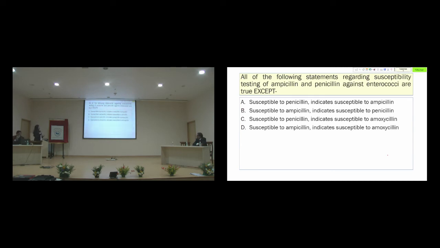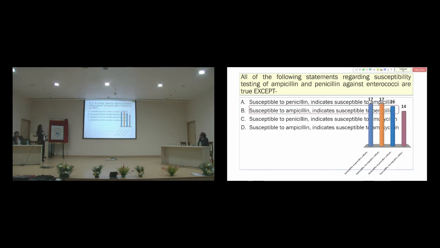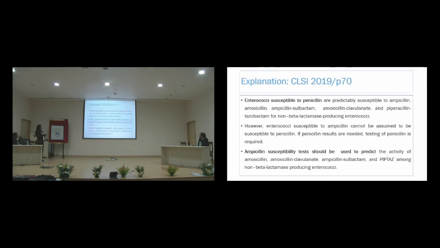Next, coming to this question, all of the following statements regarding susceptibility testing for ampicillin and penicillin against enterococci are true except. So what is the answer here? The answer is: susceptible to ampicillin indicates susceptible to penicillin. That is a wrong statement. If it is sensitive to penicillin, you can tell it is sensitive to ampicillin, whereas the other way around, you cannot tell. So this is the explanation.